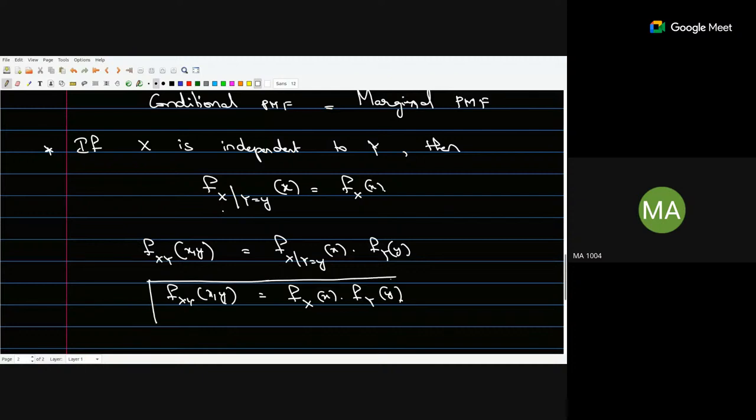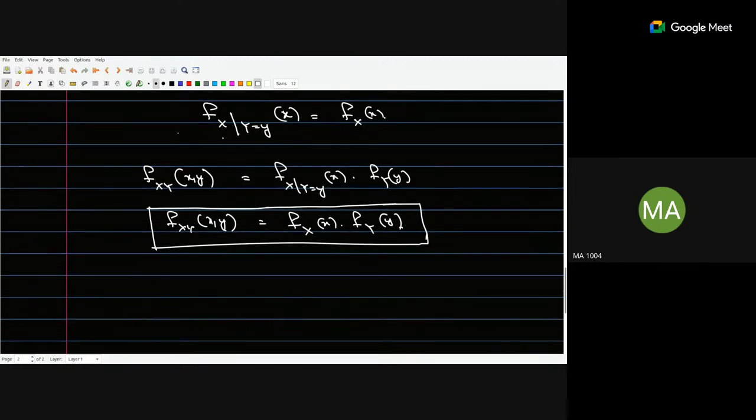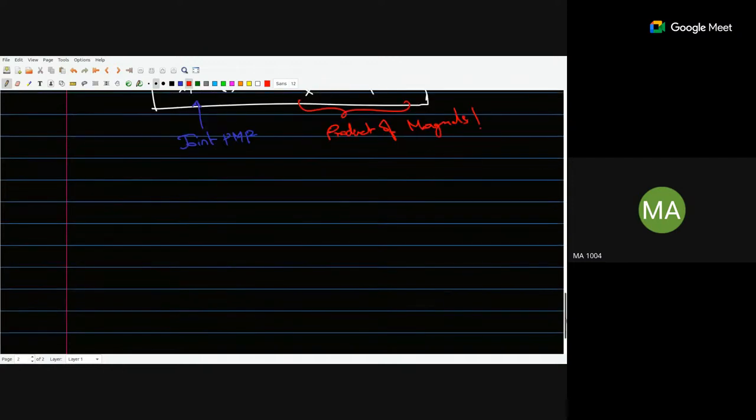The left hand side is the joint PMF, and the right hand side is the product of marginals. So this is the joint PMF, and this is the product of marginals. So we got our conditions now. So now we can formally define what this independence means. Okay, so formally this is how we define.